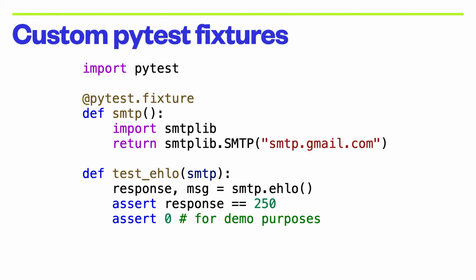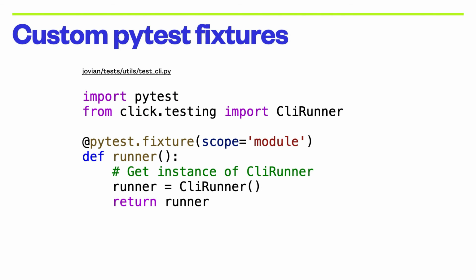A fixture basically creates an instance of your SMTP connection, let's say in this case, and you can use that instance everywhere in all your remaining tests, so that in each test you don't have to create that instance again and again. So a fixture allows you to create shared resources. This is one of the fixtures that are present in the Jovian library, where it creates an instance of something called CLI runner, and I scope it to module so that it's the same across the module, and that instance can be used everywhere.